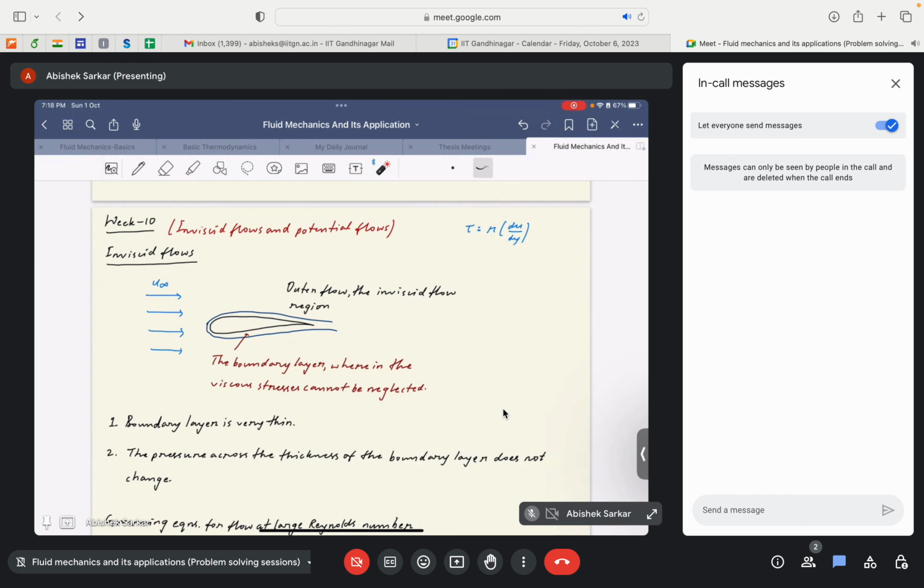Because the velocity gradients are so small, the fluid is not able to manifest the effect of the shear stress, or the outer region is not able to feel the presence of the wall, because the shear stresses are only manifested when there exists some velocity gradient, right?